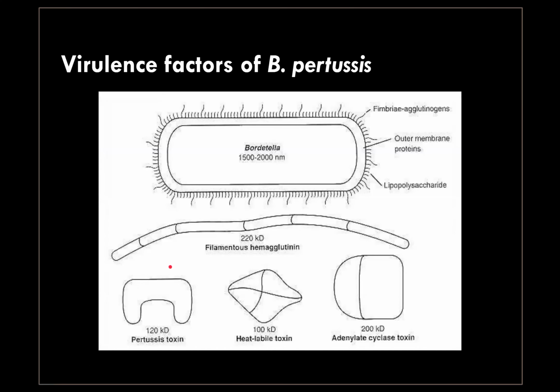So the siderophore for B. bronchiceptica is an important virulence factor as well. Here are some of the virulence factors in Bordetella pertussis. We have the fimbriae, outer membrane proteins, and LPS. I'm sure you're familiar with this because we described it in E. coli and the Enterobacteria. Then we have the hemagglutinin, the pertussis toxin, heat labile toxin, and adenylate cyclase toxin.